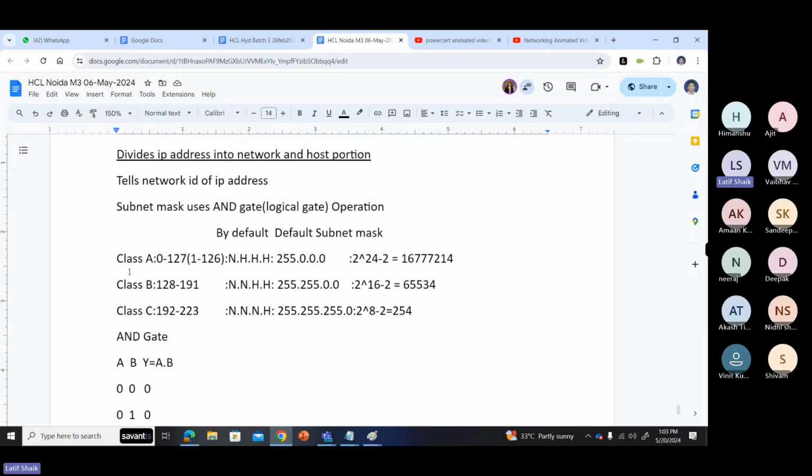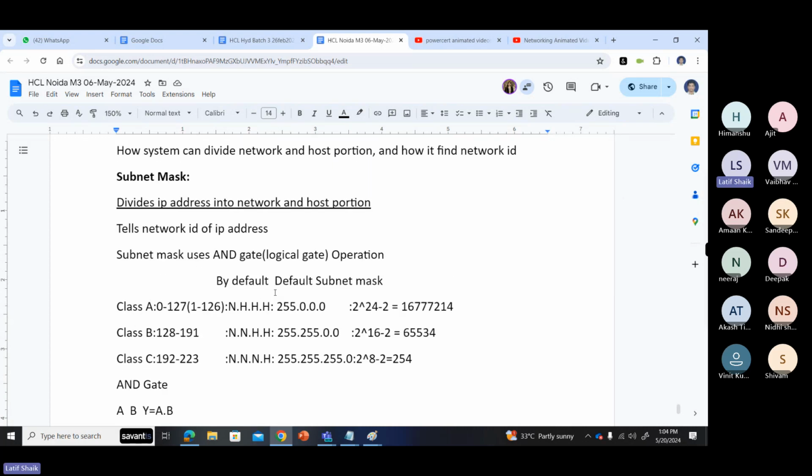So this is class A, class B, and class C. And this part, I will explain again, guys. Understand, guys, what is a subnet mask? What is the use of a subnet mask? The system uses the subnet mask to divide the IP address.